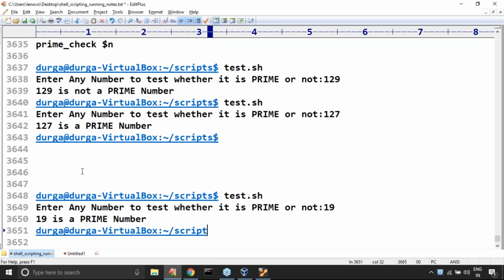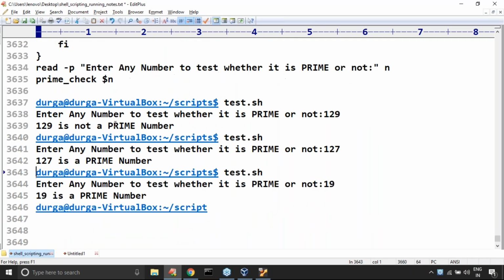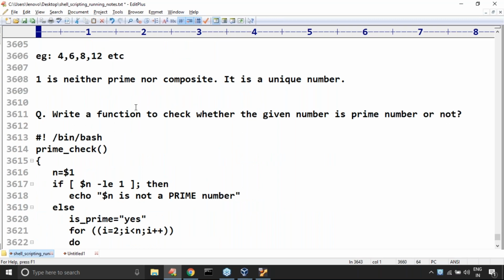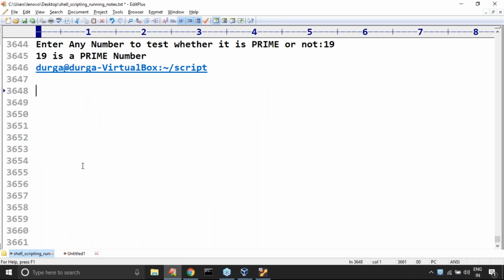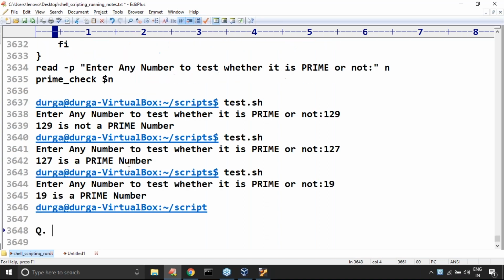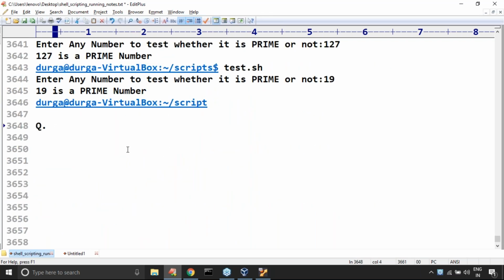Yes, friends, are you in the position to understand this one? Write a function to check whether the given number is a prime number or not. Now my requirement is, observe carefully, the next one, sir. If this concept is clear, our remaining two examples will become very easy for you. That's why please make sure you are aware. So write a function.